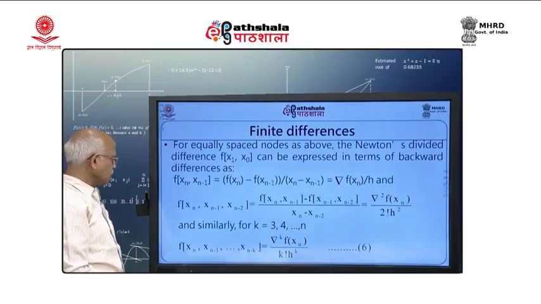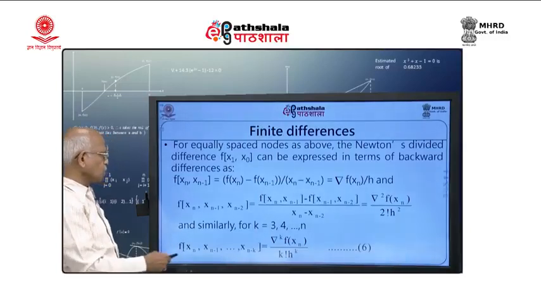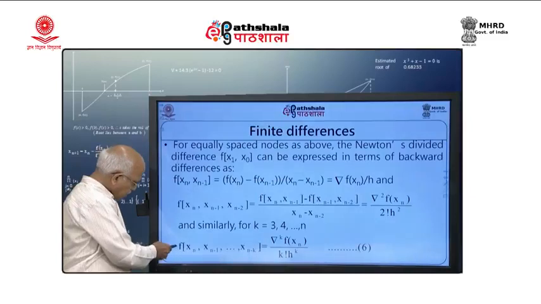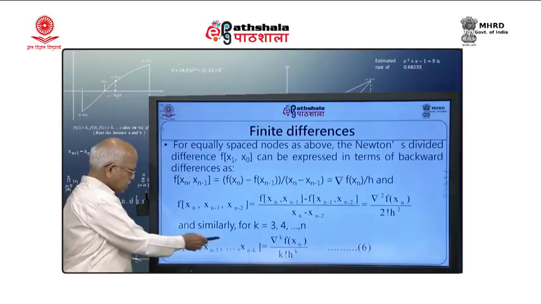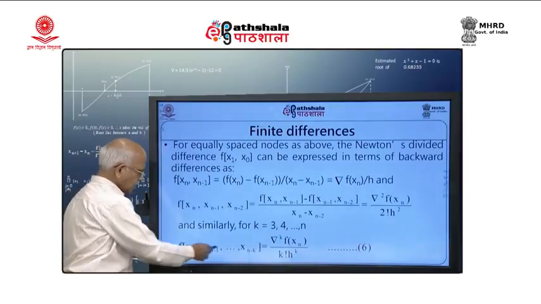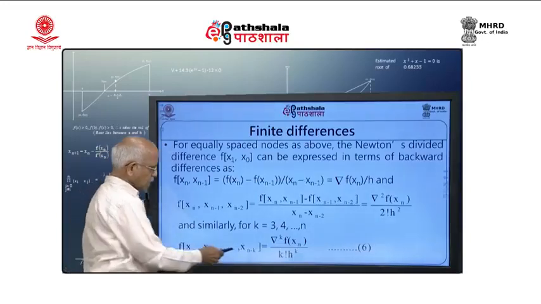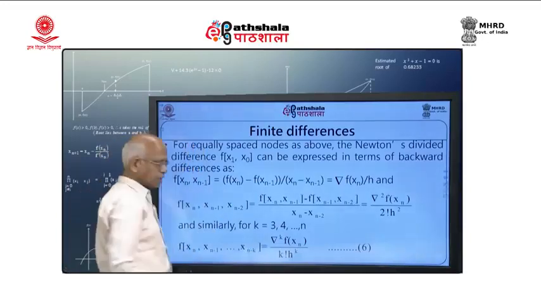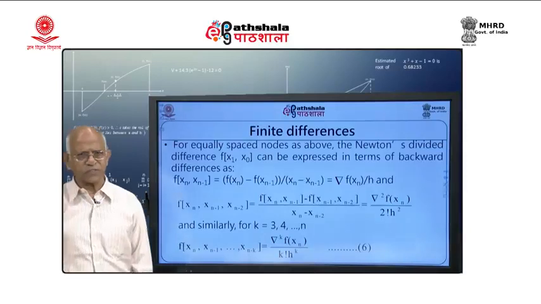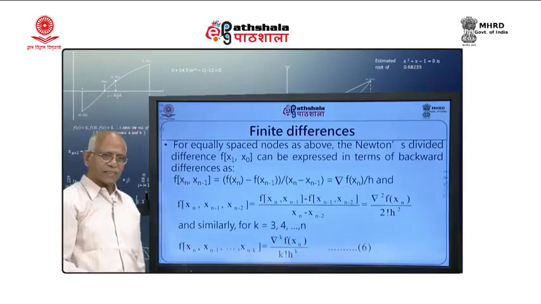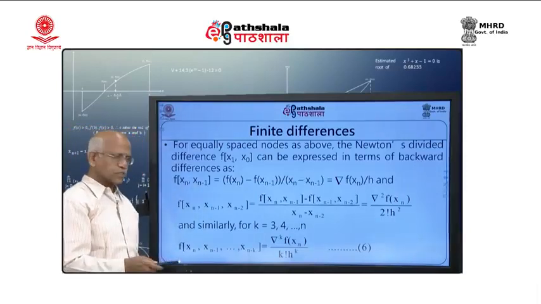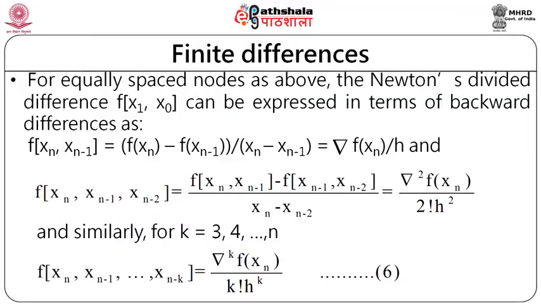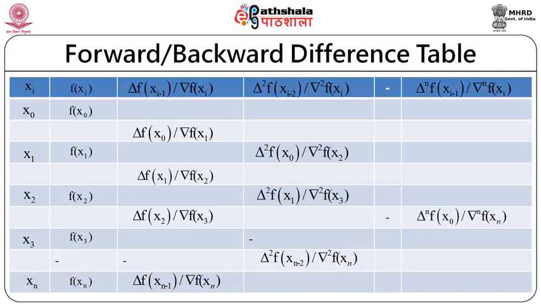And similarly, for k equal to 3, 4 and onwards, I will be getting f[x_n to x_(n minus k)]. So, you are getting k plus 1 nodes here, and that will be given by del k, that is the kth order backward difference at x_n, divided by k factorial into h raised to k. So, basically this is giving you divided differences in terms of backward differences.